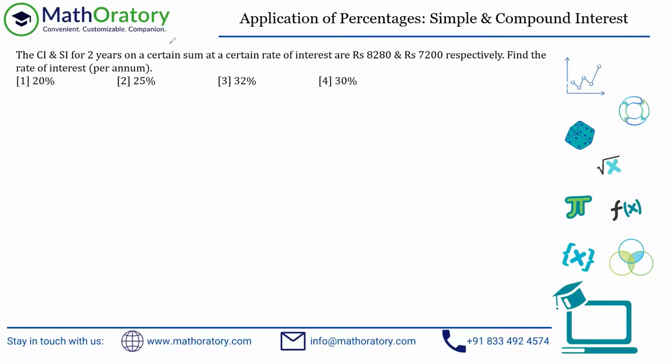I have discussed these kind of things in our classes, a lot of variations on this also. I'll not go deep into that for this particular video. It will take a long time. So in this case, we have been given that the CI and SI, the compound interest and simple interest for 2 years on a certain sum at a certain rate of interest.